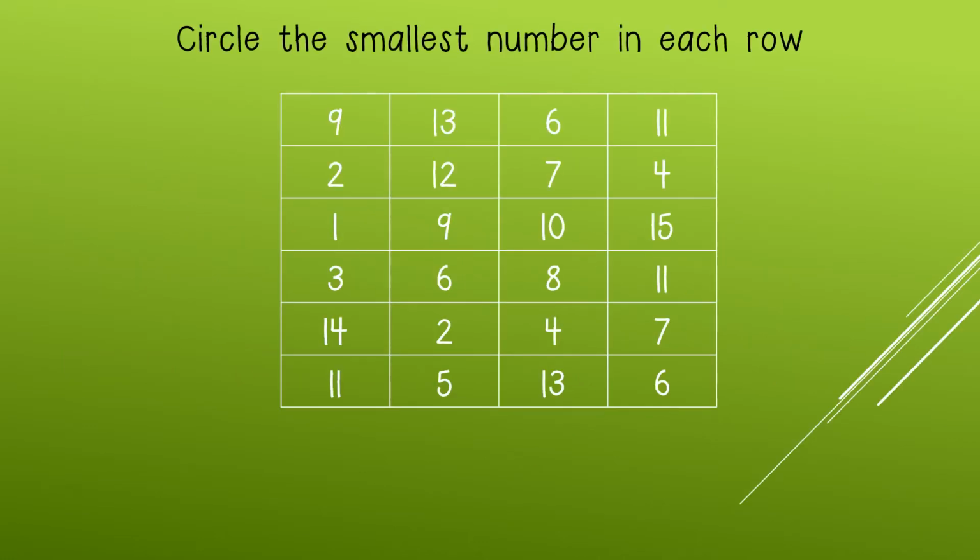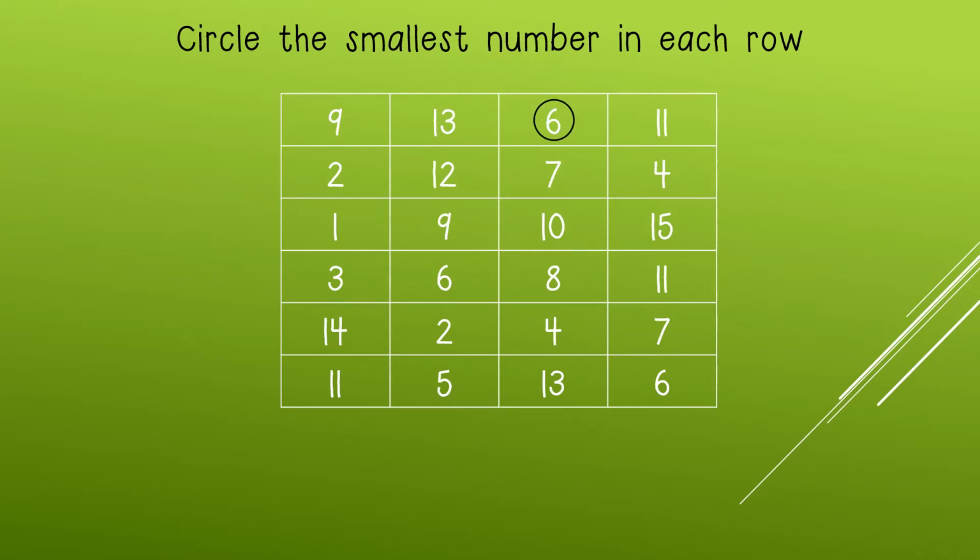The first activity that we are going to be doing today is called Circle the smallest number in each row. Here we have our grid full of our different numbers. And now when I say row by row, I'm only talking about 4 numbers going from left to right. So in the first row, I have the numbers 9, 13, 6, and 11. What do you think is the smallest number in this row? That's right, my smallest number is 6.